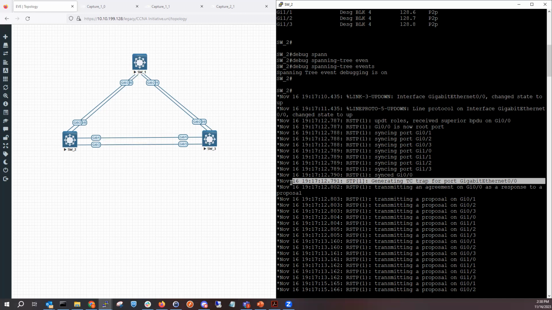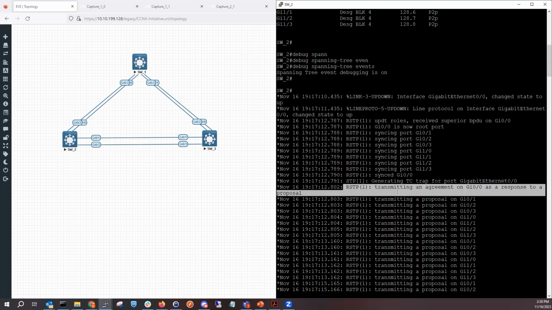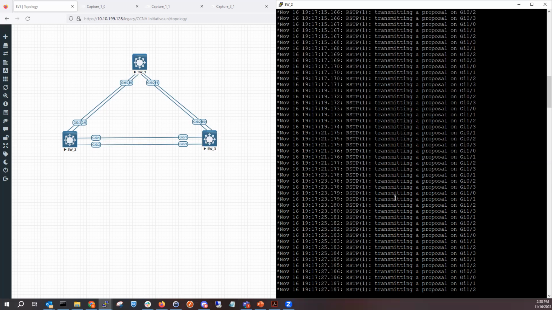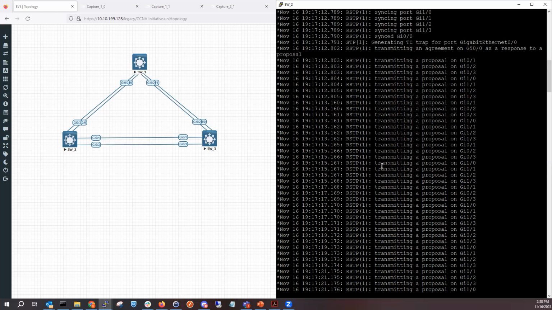And so what switch 2 is saying is, hey, there's been a topology change, roughly 3 or 4 milliseconds after I set gigabit 0/0 as the root port. Once I did that, I shot that up to the root so it knows about this change, and sent some messages out. And all these messages look the same.